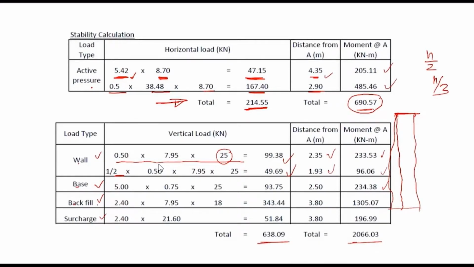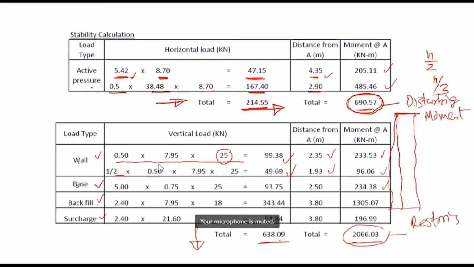So this is the vertical force, and this is the moment about A. This is the horizontal force, active earth pressure, and the moment about A. So this is the disturbing moment, and these are the restoring moments. The restoring moment is approximately three times the disturbing moment. Okay, so the factor of safety should be more than 1.5.